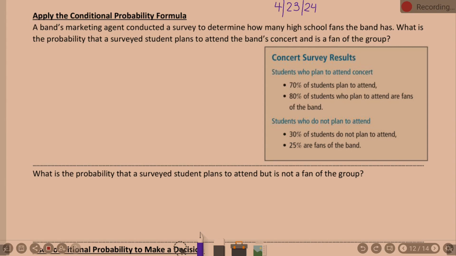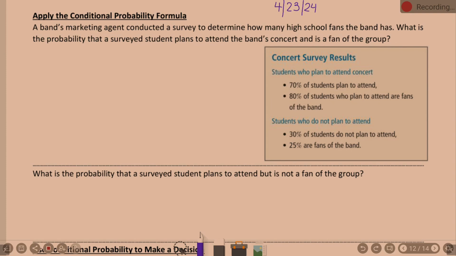First example. A band's marketing agent conducted a survey to determine how many high school fans the band has. What is the probability that a surveyed student plans to attend the band's concert and is a fan of the group? So we're asking a little bit different question here, which means we're going to have to work with our formula a little bit. I think the easiest thing is to set up our conditional probability, and then I'll show you how we can use our formula, okay?